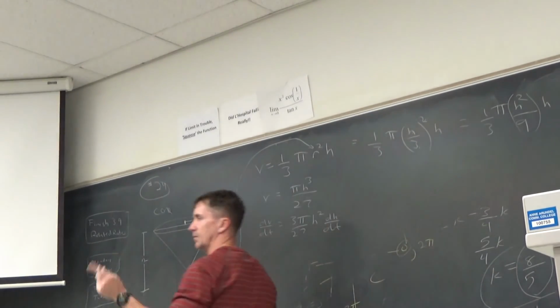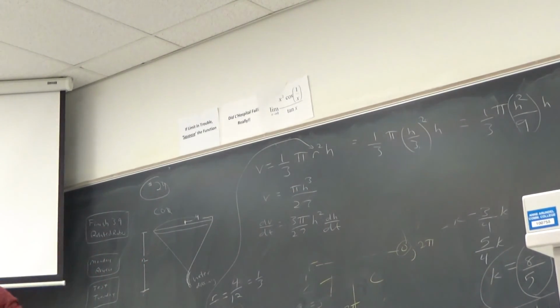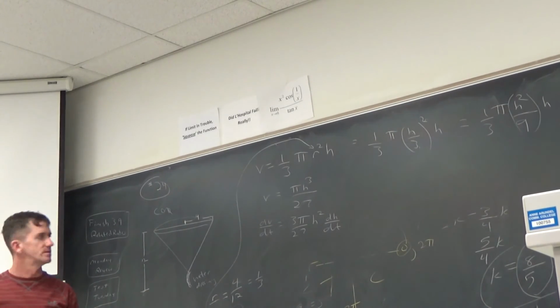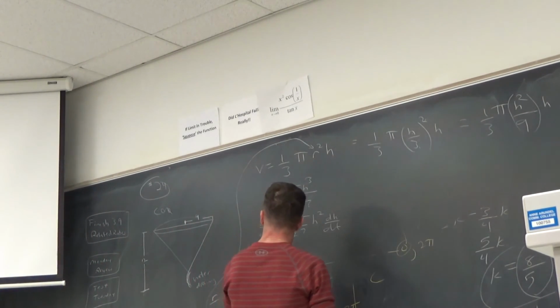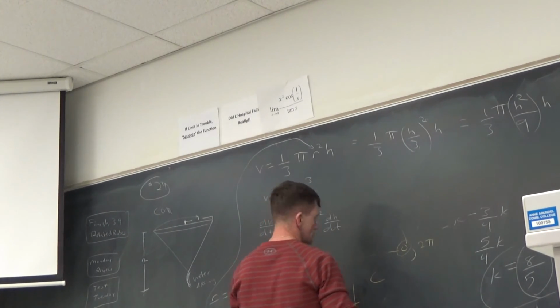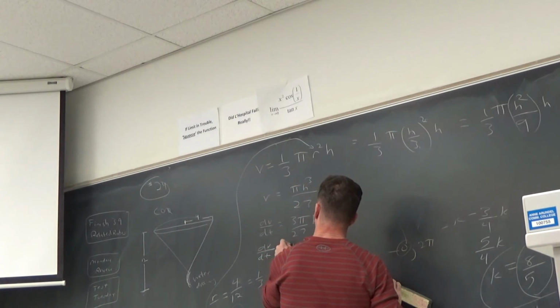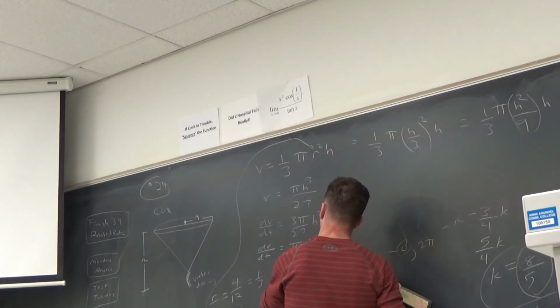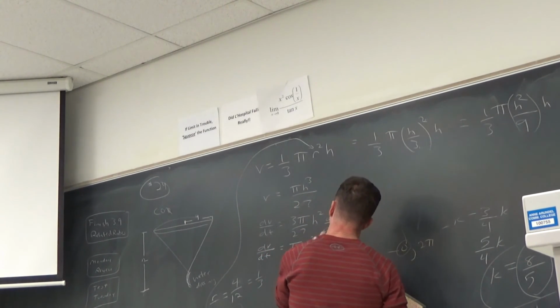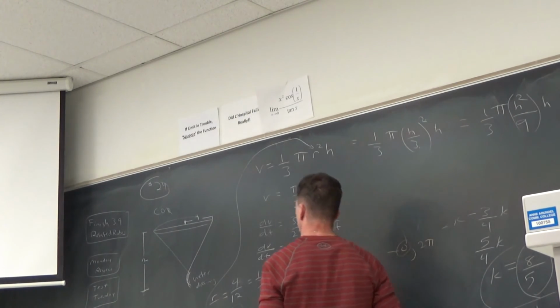I don't want to rush this, I want to wait till everyone gets caught up, because some of you may reduce that ratio there. Anybody want to do something with 3/27? Yes, pi over 9. So pi h squared over 9, dh/dt. I put the 3 in front.